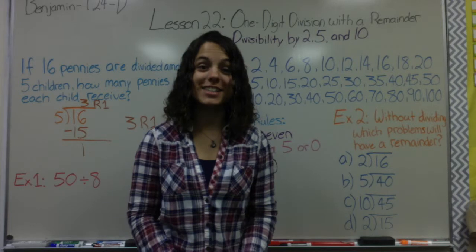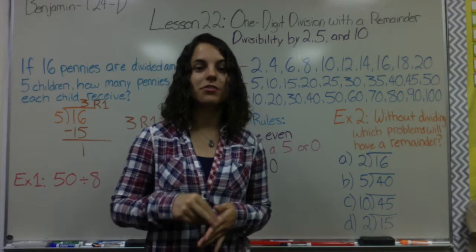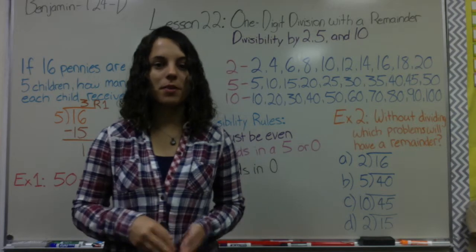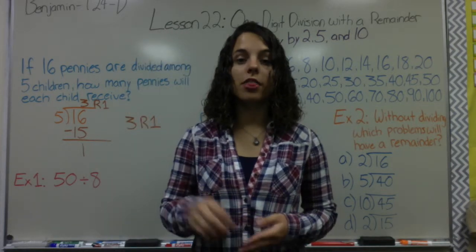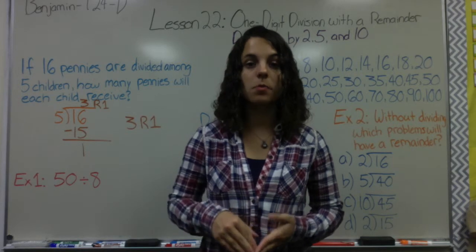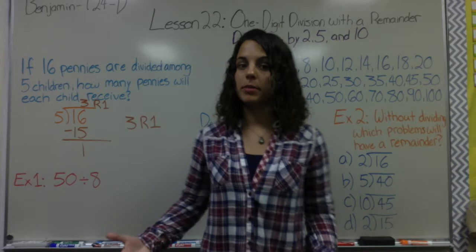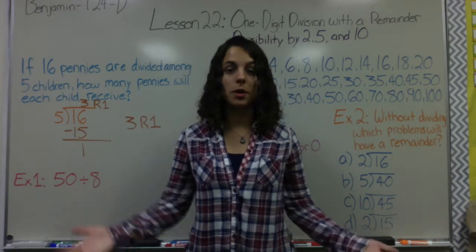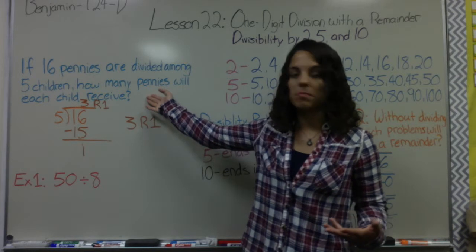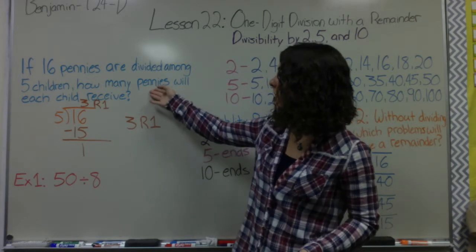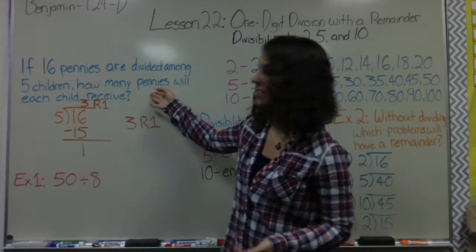This is one-digit division with a remainder and divisibility by 2, 5, and 10. Now, we learned about division and we can divide with whole numbers, although not all problems will have a whole number as an answer. Sometimes we will have numbers left over, which we call a remainder. This is an example problem that will have a remainder. If 16 pennies are divided among 5 children, how many pennies will each child receive?